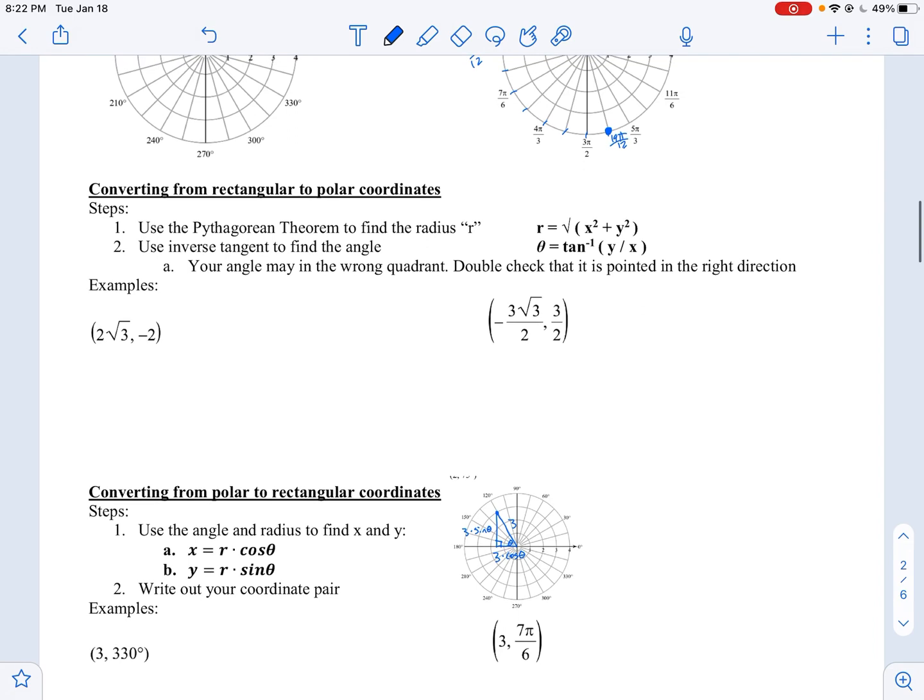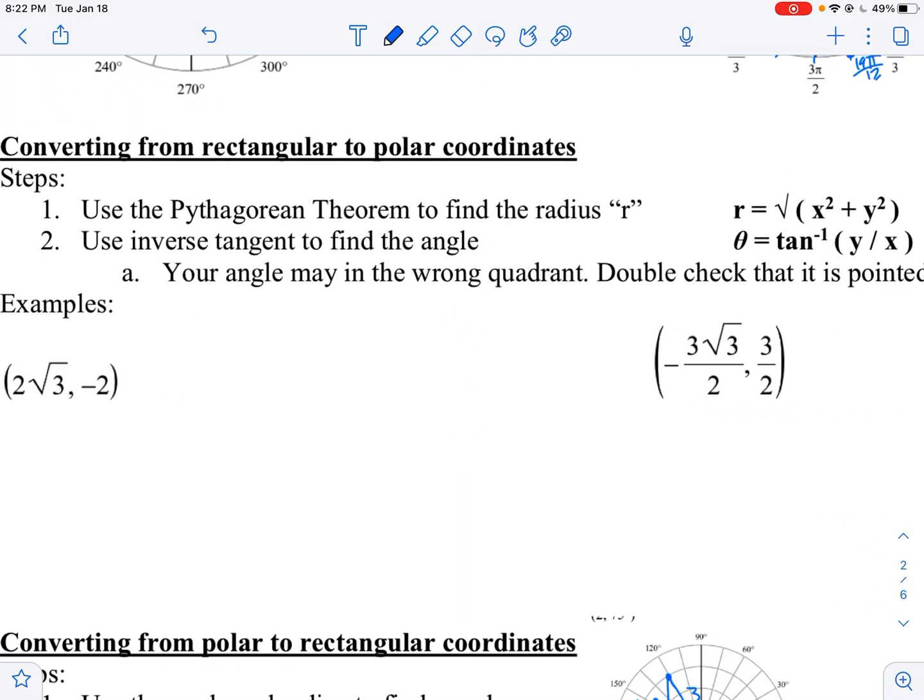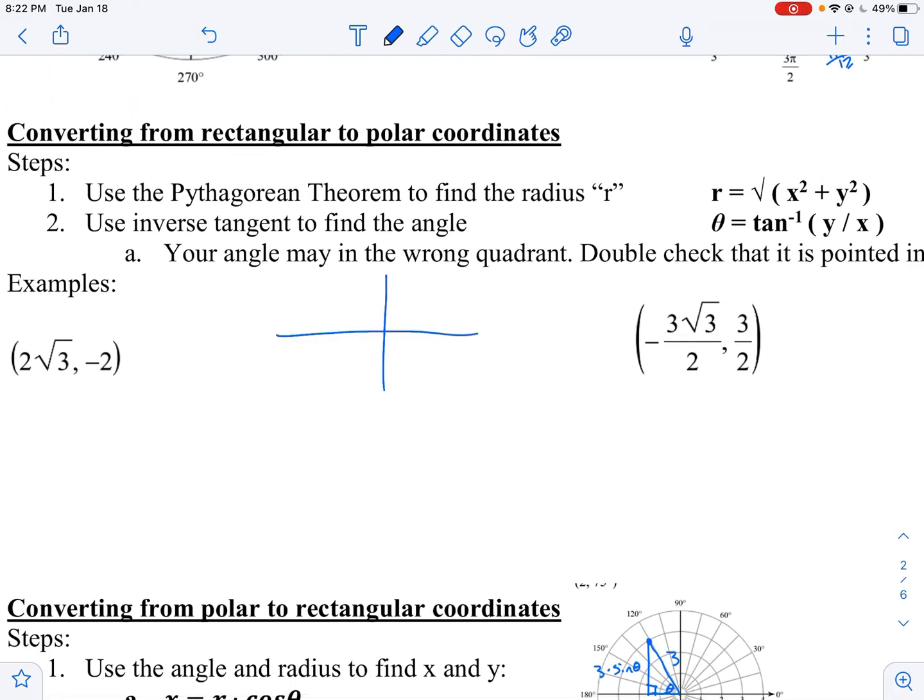So the next thing you need to do is be able to convert from rectangular to polar coordinates and from polar coordinates to rectangular coordinates. Going from rectangular to polar coordinates is kind of interesting because if you imagine you have a point like (2 root 3, -2), where root 3 is, hold on, what is root 3? Give me a second. Root 3 is about 1.7, so you're looking at about 3.5. So we go about 3.5. That's 2 root 3-ish, and then down 2. So let's say I have this point here.